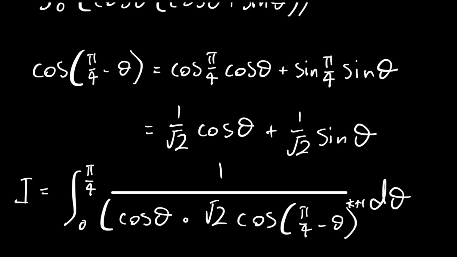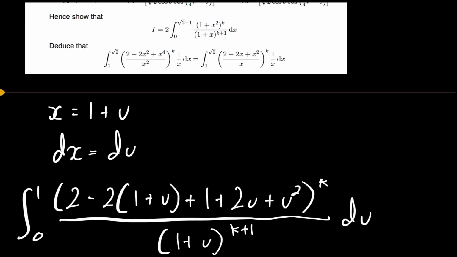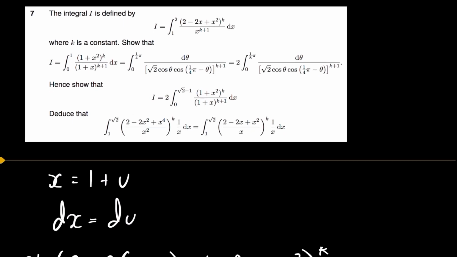So now we have just two more things to show. Well, I guess one more. So we have this. Deduce the following. Now, it does look pretty similar to the original integral. However, we will also be using the current integral we have now.